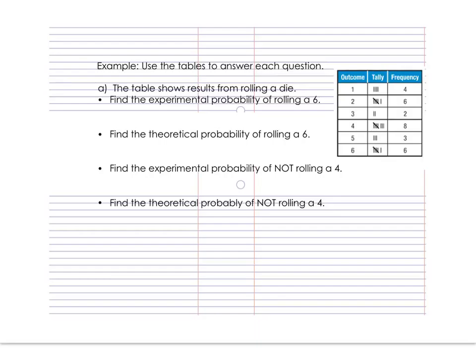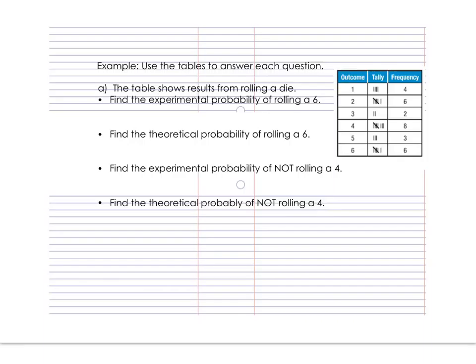Now let's take a look at this one. We're going to pretend that we had a die and we rolled it multiple times and we kept track of how many times it landed on each number, and we made a table with it. And so we can see in here that we rolled the number 1 4 times. We rolled the number 3 only twice. We rolled the number 6 6 times. So that's what would happen if we completed an experiment and this was our results.